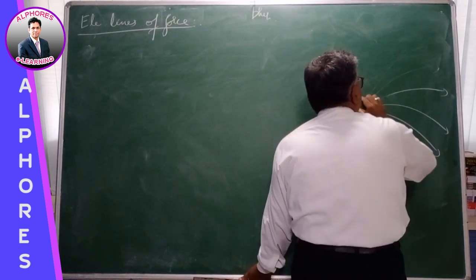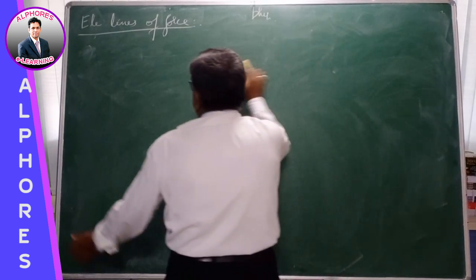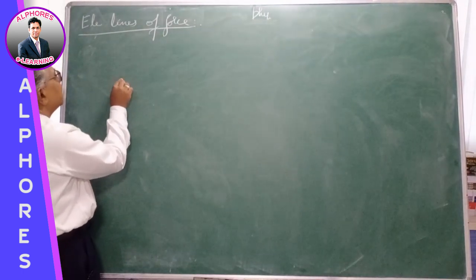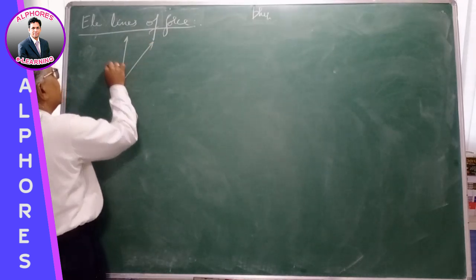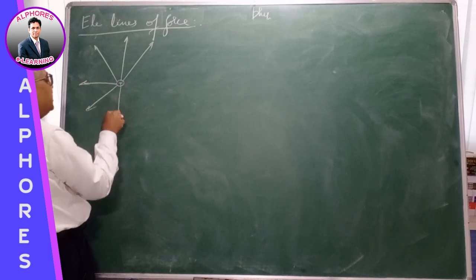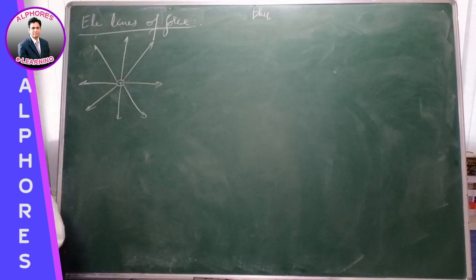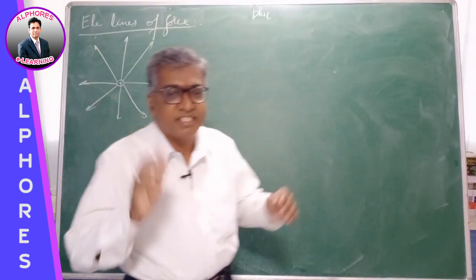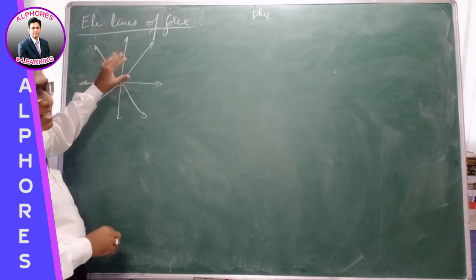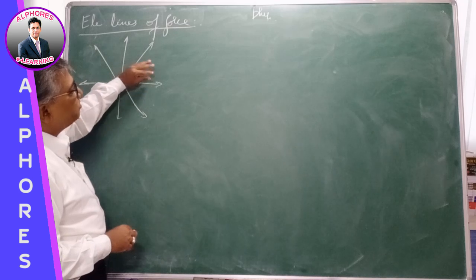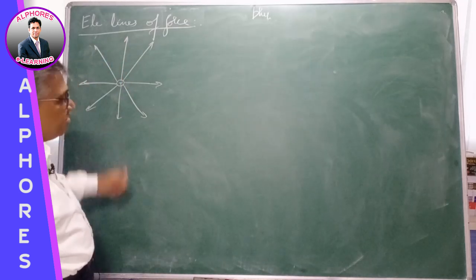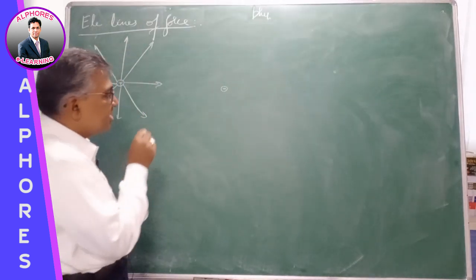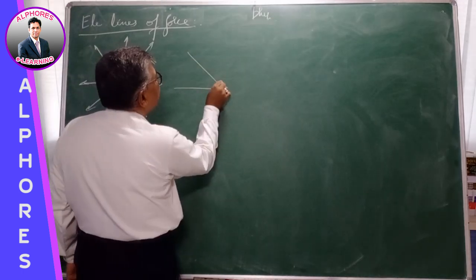Next, suppose I consider a positive charge, what would be the pattern? If I consider a positive charge, then the lines of force are like this. For an isolated positive charge, exclusively positive charge, lines of force are like this. So lines of force diverge away from the positive charge. They are moving away from the positive charge like this. But as they move far, they get diverged like this. Diverging field.